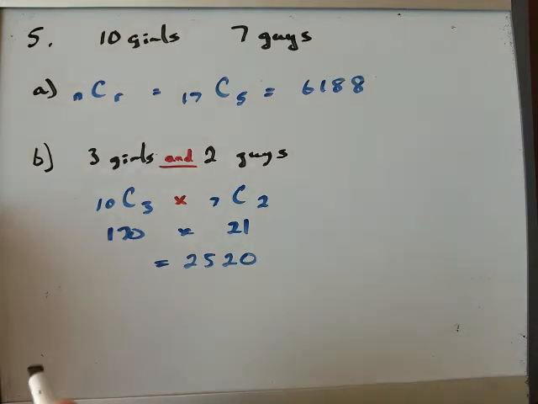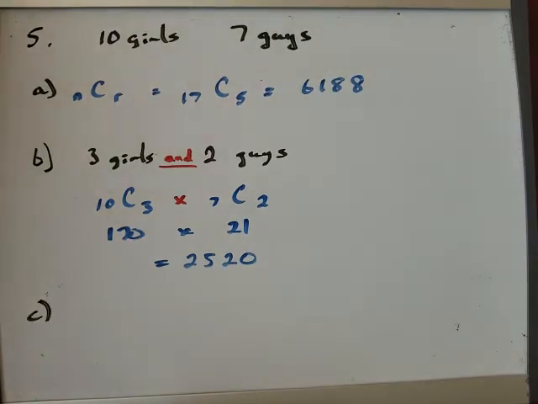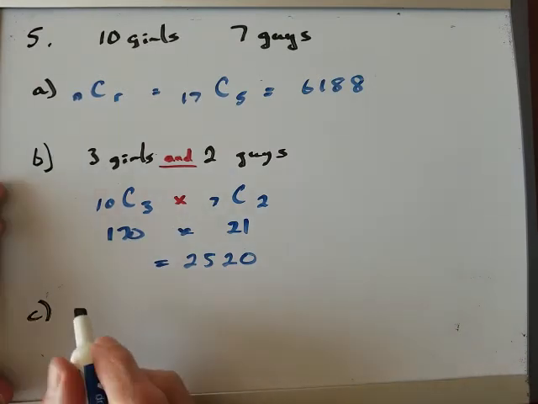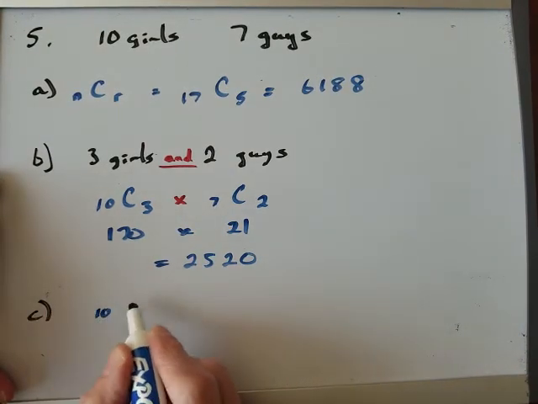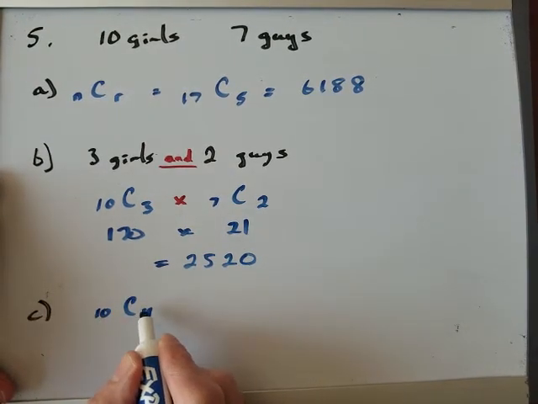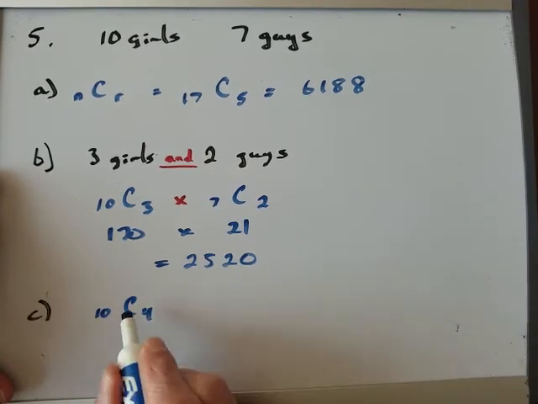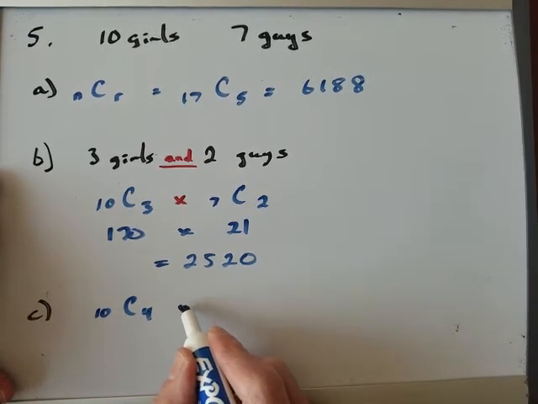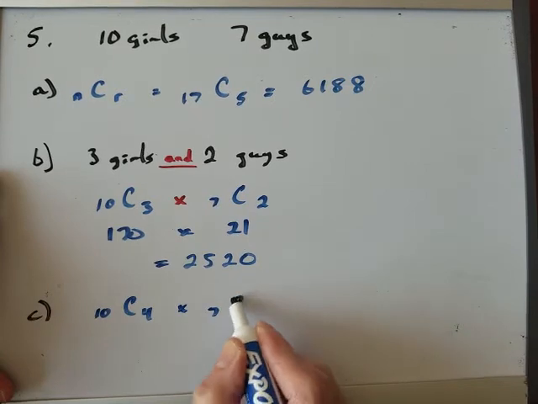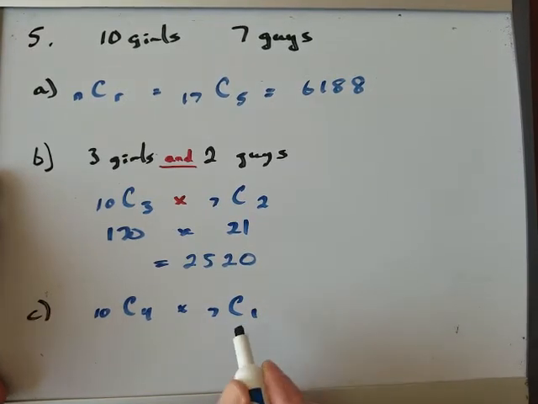Once you see that, the next question, letter C, this one actually you start to get into a good groove and you're feeling probably pretty good about yourself. This one says, in how many different ways can we get 4 girls and 1 guy? So you get into a good flow. 10C4, how many ways can we take 4 girls out of 10? How many combinations? And then we multiply by 7C1. How many different ways can we pick 1?